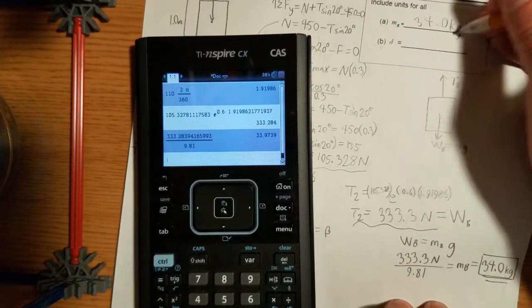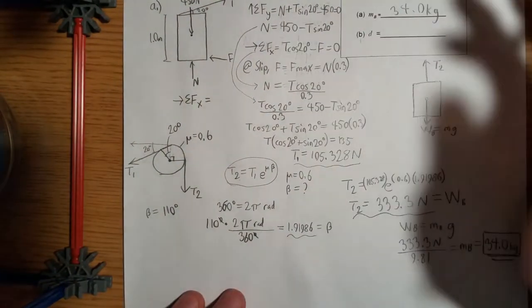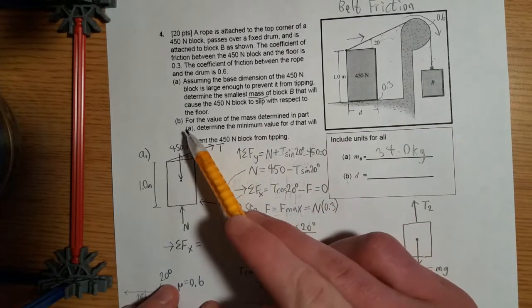34.0 kilograms in our answer box up there. That's how you solve for part A. There's a lot of work, but a lot of that was kind of just me reasoning through things and making mistakes. We're still not done though, because that's for part B.